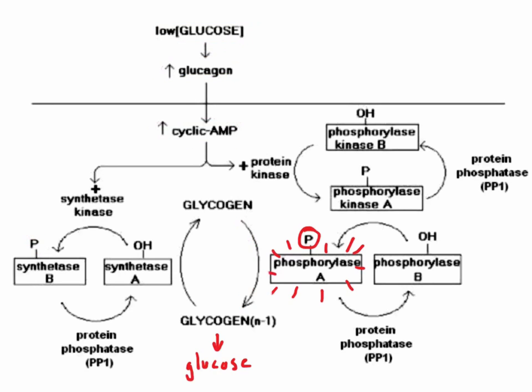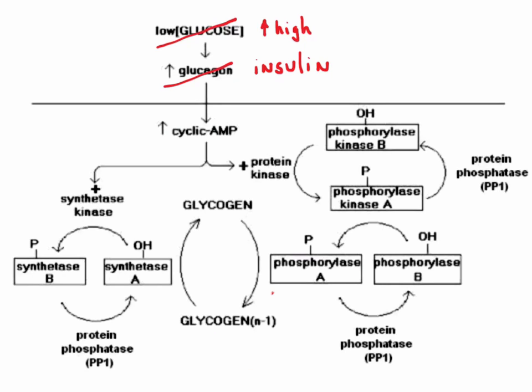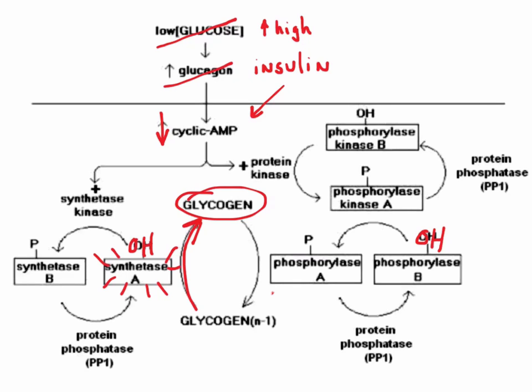When blood glucose is high, insulin is produced. Insulin binds to a receptor on the liver cell and causes cyclic AMP to be broken down. The enzymes become dephosphorylated. Glycogen synthetase is active, glycogen phosphorylase is inactive, and this results in active glycogen synthesis.